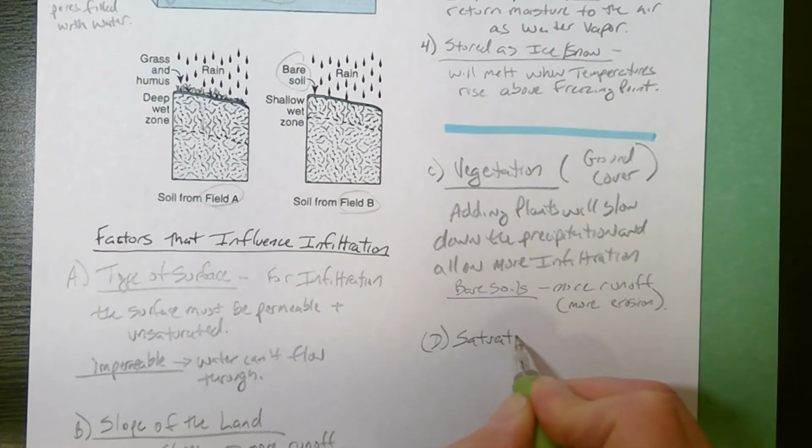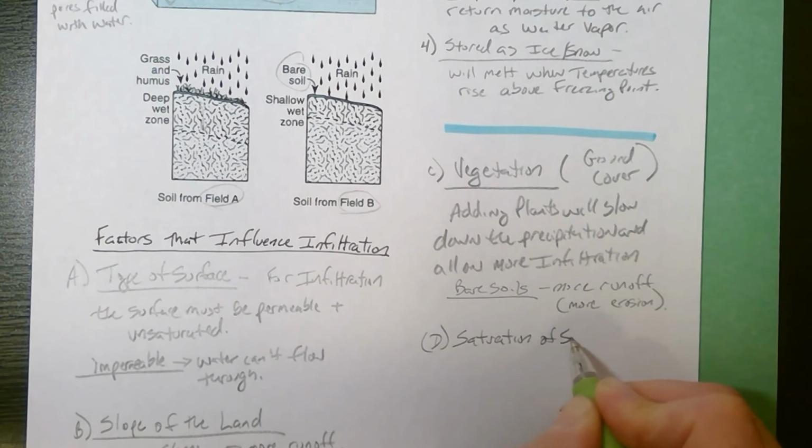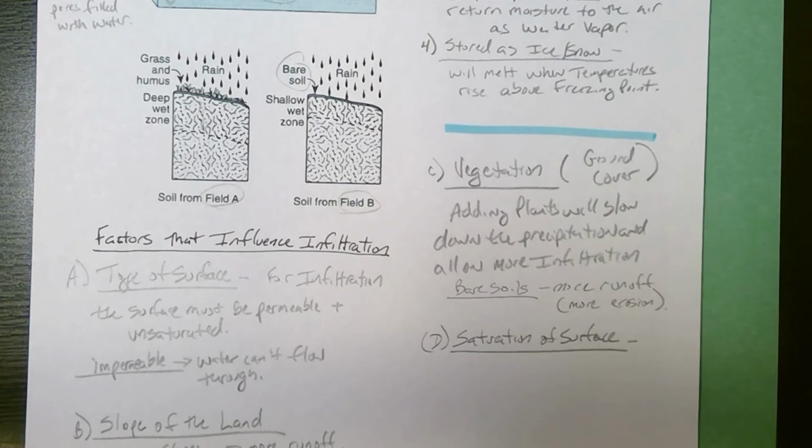Obviously, you should describe the saturation of the surface. Okay, there's only so much space, there's only so many pores in between the soil particles. You can't add an unlimited amount of water. Eventually those pores, those spaces get filled. So if a surface is saturated, that means all the pores are filled. Then runoff occurs.